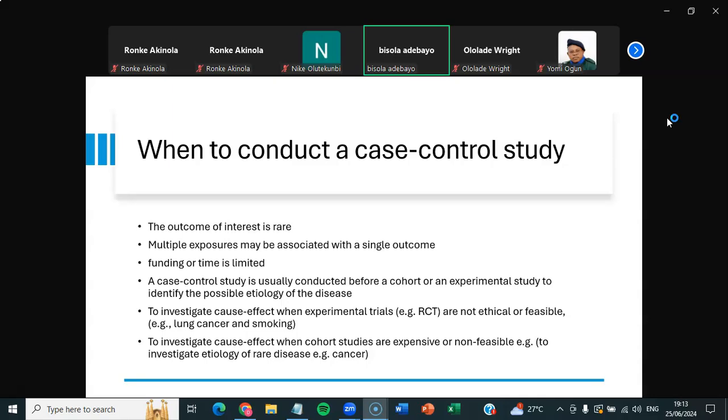Now, when do we conduct a case control study? It's an excellent study when the outcome of interest is rare, when we have very rare diseases like some cancers.